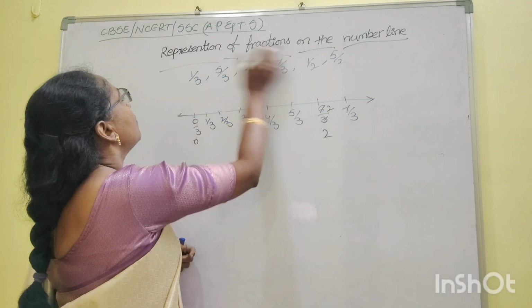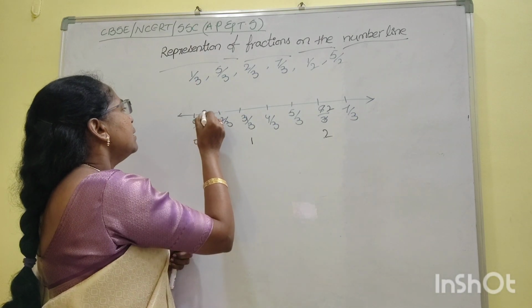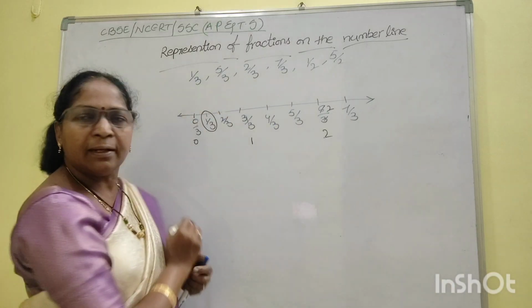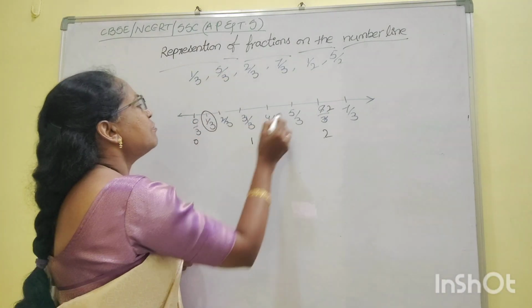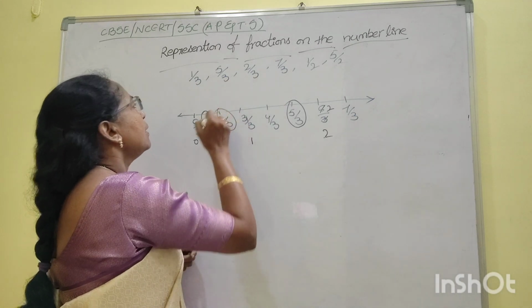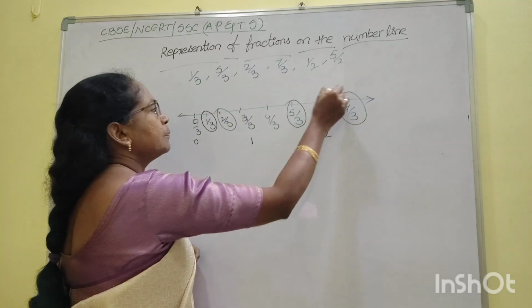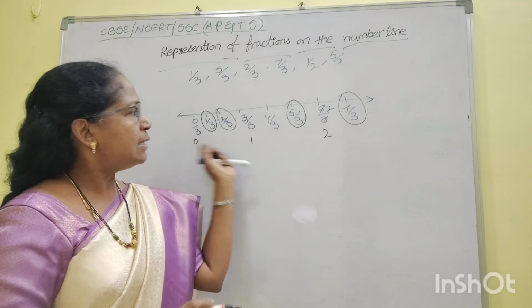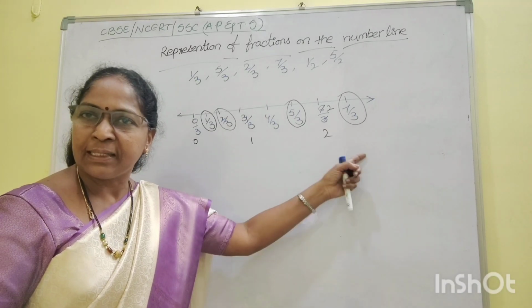Now the given numbers, what are those? 1 by 3. Just you have to circle the number. 1 by 3. Next 5 by 3. Next 2 by 3. 7 by 3. This is the representation of the given numbers on the number line.